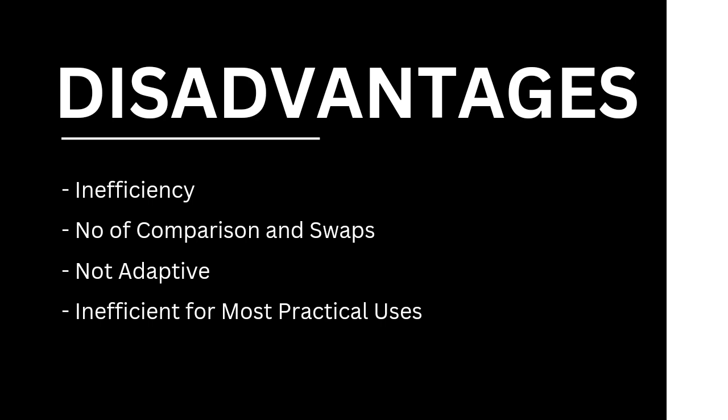And then non-adaptive, lack of adaptivity. This is one of the things that makes it a little bit more inconvenient to use, because that's too slow. Then it's inefficient for most practical uses. It's not practical to use the bubble sort algorithm in most of the stuff, but it's just for educational purposes.